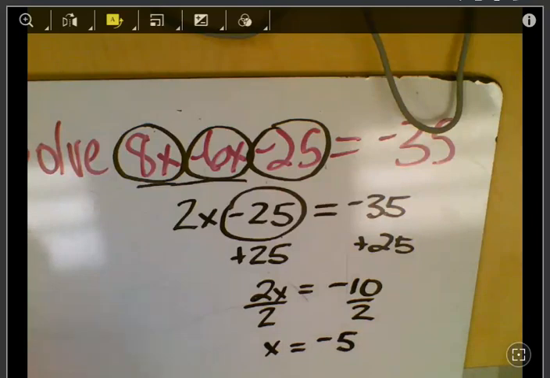So if you think you understand both of these, you can click Next to try 3 on your own, or go back and rewatch the video.